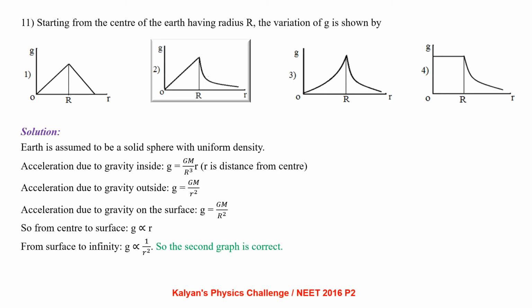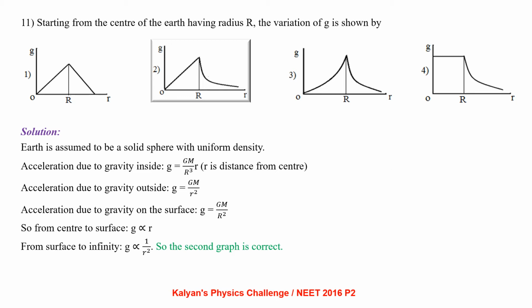Starting from center of the earth having radius capital R, the variation of g is as shown by. Let's divide the problem into three parts: inside the sphere, on the surface of the sphere, and outside the sphere. Inside the sphere, since earth is taken to be a solid sphere of uniform density, we can write acceleration due to gravity as GM by capital R cube into small r. So it is directly proportional to small r.